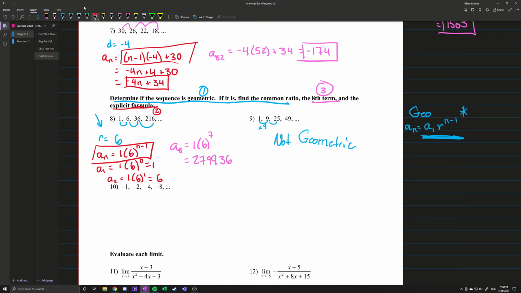But just looking at this, right? This is 3 squared, this is 5 squared, this is 7 squared. This is 1 squared. So if we did want to find an explicit formula for this, it'd be something like, let's see, (2n minus 1) squared. Just so you're thinking about it that way. I'm not going to test you on that. You just need to know it's not geometric.